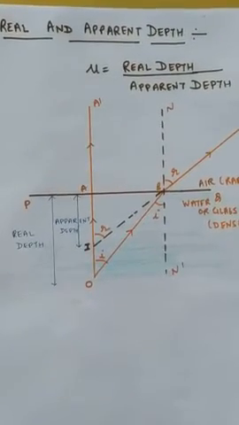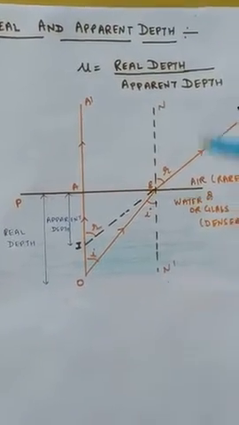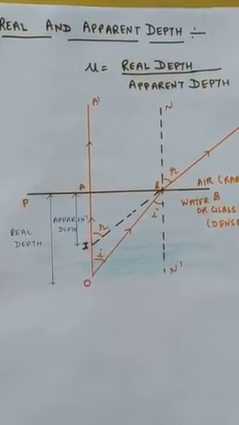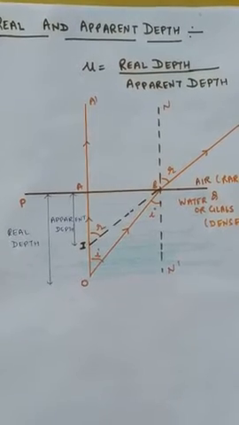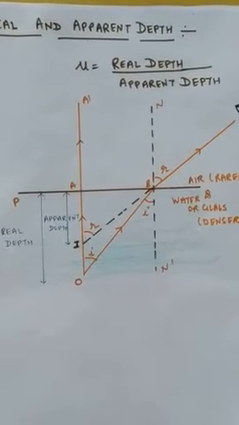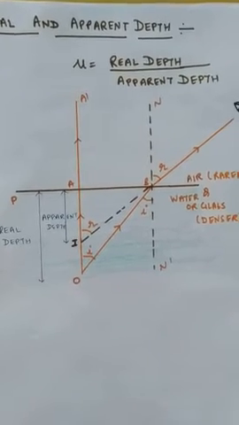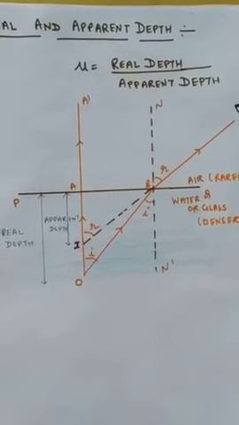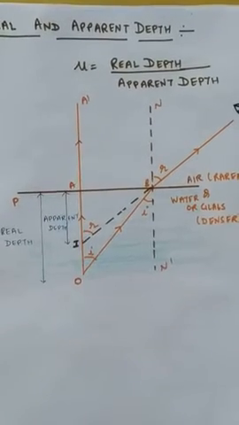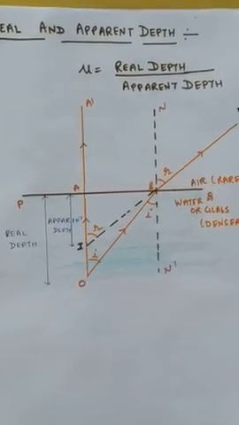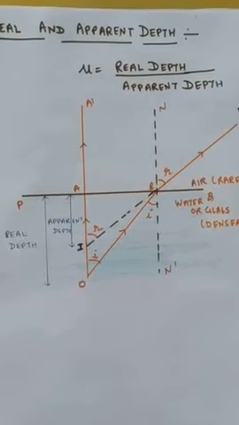So any object when it is placed in a denser medium and it is viewed from a rarer medium, it appears to be at a lesser depth than its actual depth. This happens because of the refraction of light. Because of that, any object placed in a denser medium like water or glass and viewed from a rarer medium like air, its depth appears to be less than its actual depth. The depth that is viewed from the rarer medium is known as apparent depth, and actual depth is the real depth of the object.